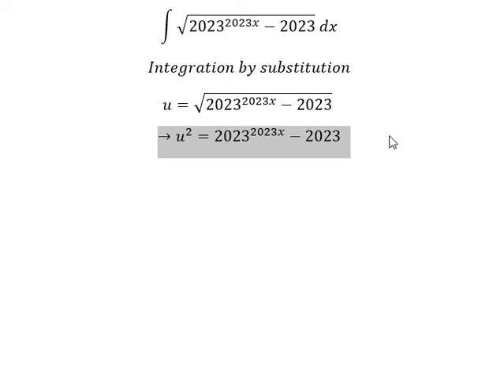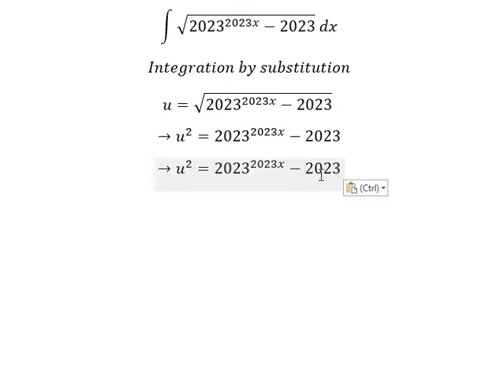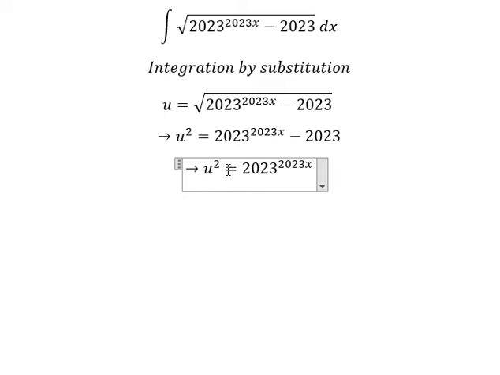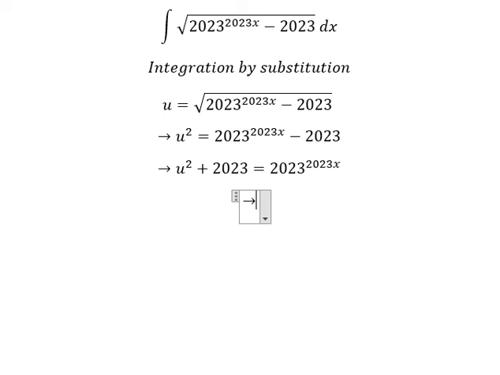Next, I will put this one go to the left. Next, we need to do first the derivative for both sides. First, the derivative of u squared, we have 2u. This one is a constant, so you get 0.